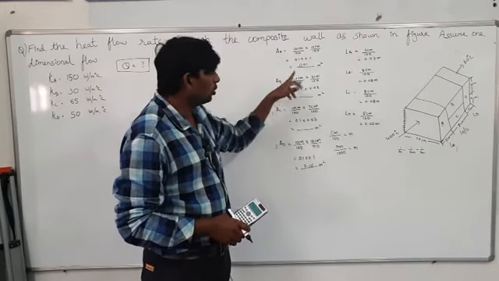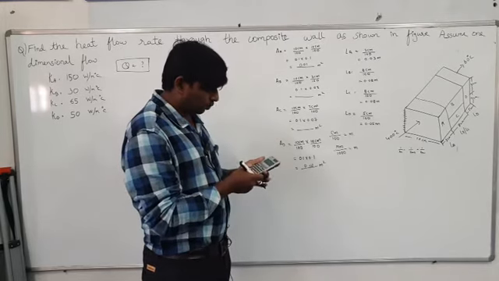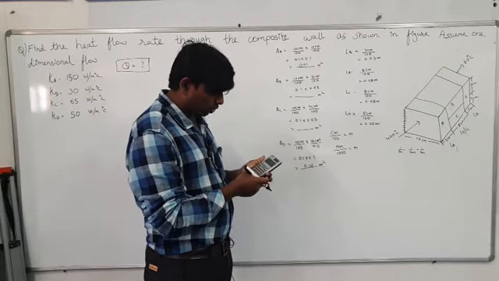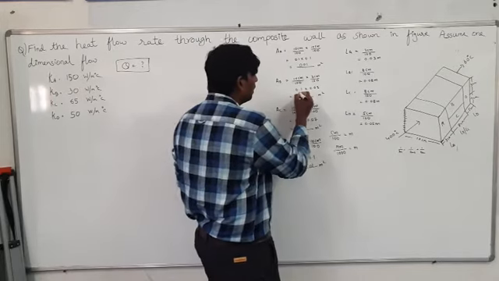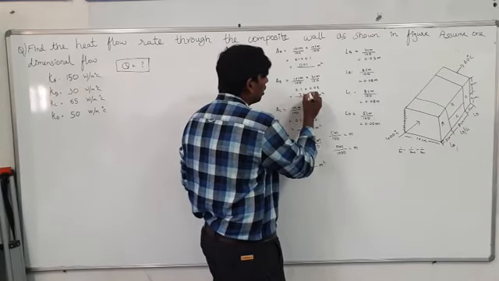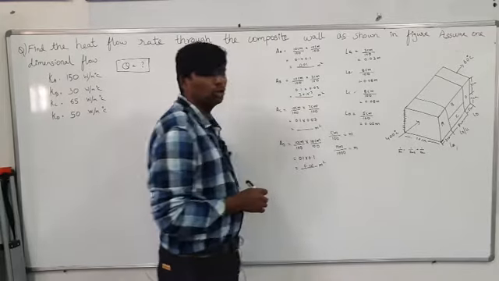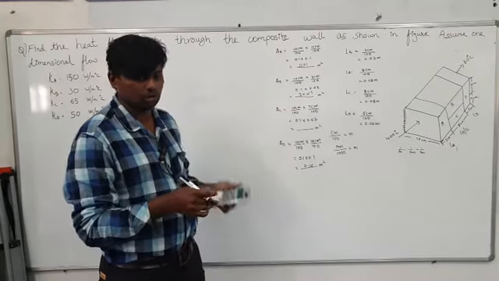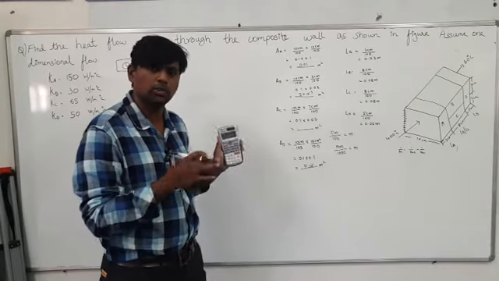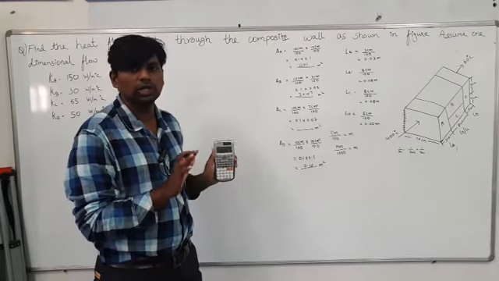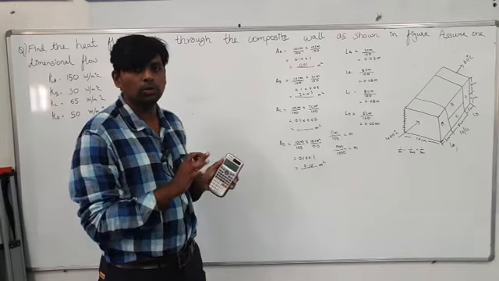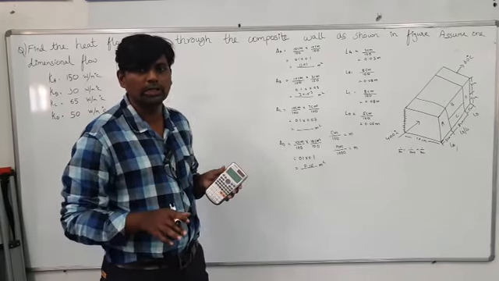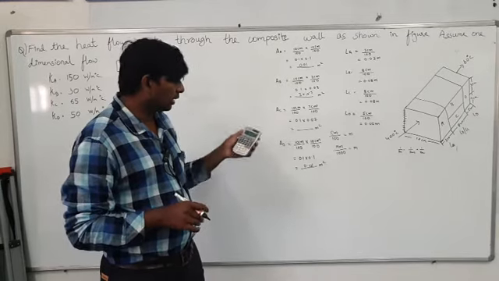So how much we got? 0.01. Next one I have to find out: 0.1 into 0.03. So how much did I get as the answer? 3 into 10 to the power of minus 3. With the help of the calculator only you have to solve this numerical value. Even if you are perfect in numericals, try to use the calculator. Okay? In overconfidence you will lose some value, by mistake you will put something and the whole answer will be wrong. So better to use the calculator.